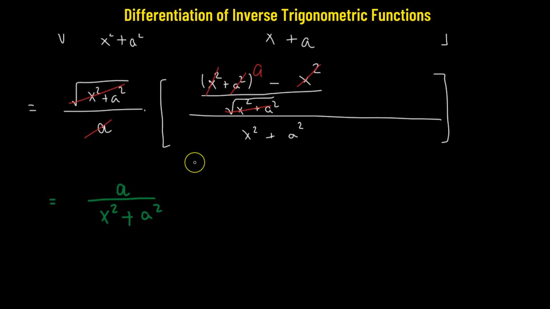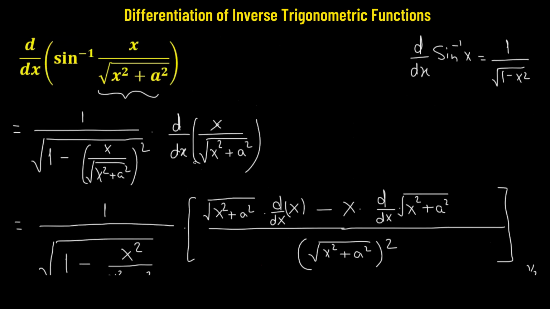So this is the derivative of our given function. This is a divided by x squared plus a squared, which turned out to be very simple compared to the original function.